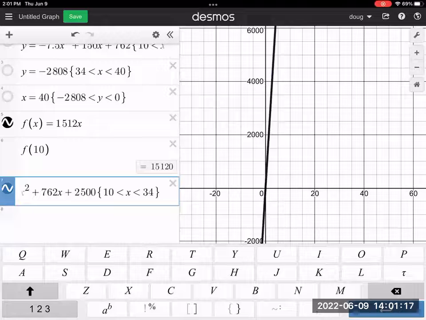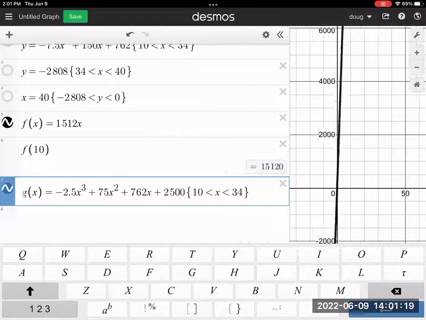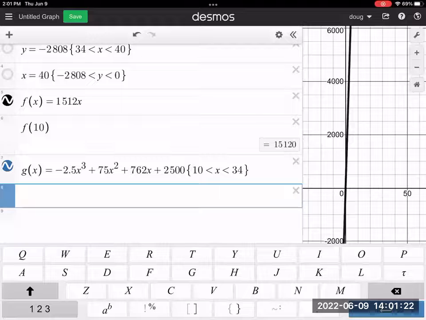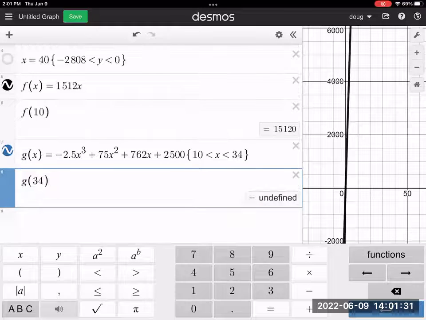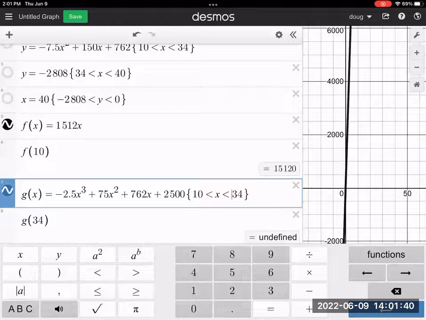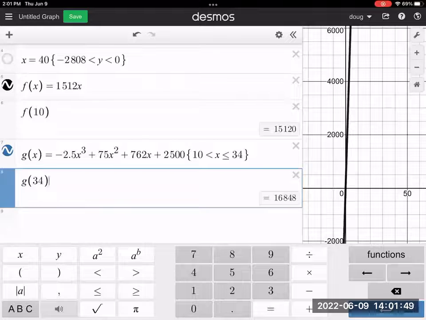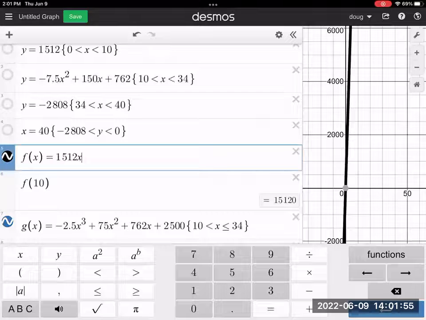So we can find the 2,500 by finding the g of x. We want to see where this ends. Well, rather than having to bust out our calculator, since I wrote it that way, how about you tell me what g of 34 is? Bam, undefined. Why is it undefined? Nice, that's exactly right. Now you can fix that by going in here and saying less than or equal to. I just did an equal sign and now all of a sudden it pops up 16,848. Okay, cool. And this one up here, we actually said it lived from 0 to 10.